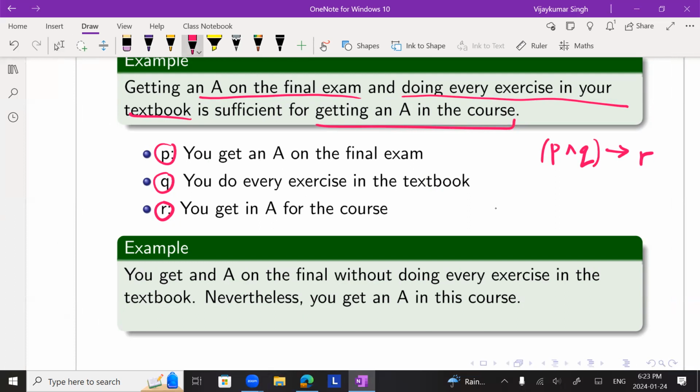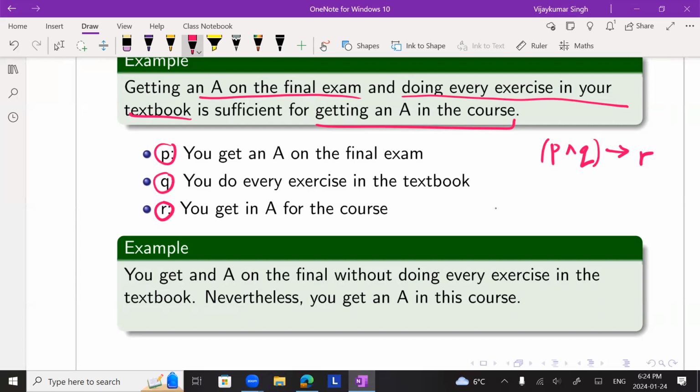So this is how you can convert an English statement into a logical statement. Right now we are not assigning any truth value to this. It's not a matter of whether it's true or false at the moment. We are given an English statement and we are converting that into a logic statement.